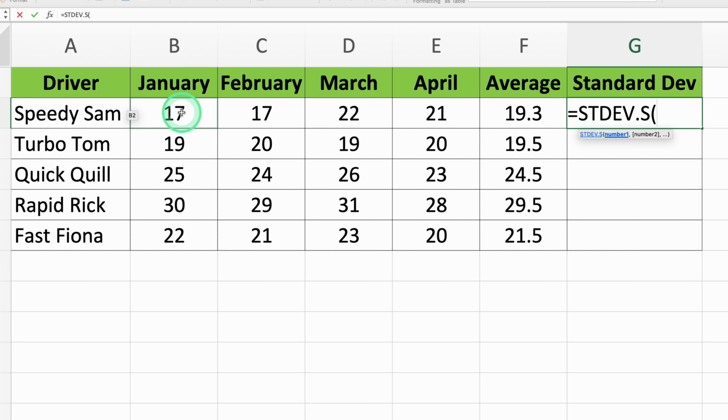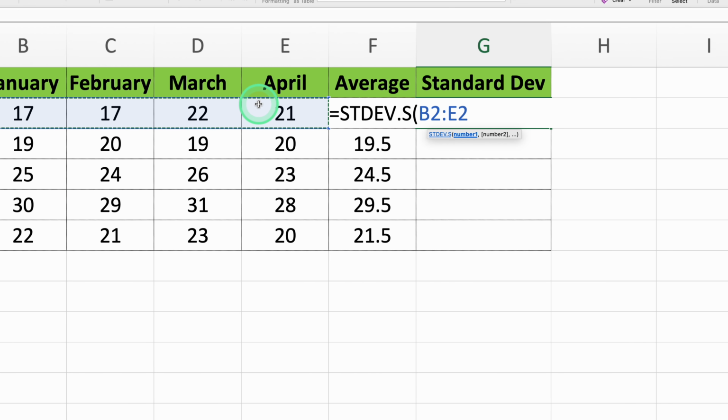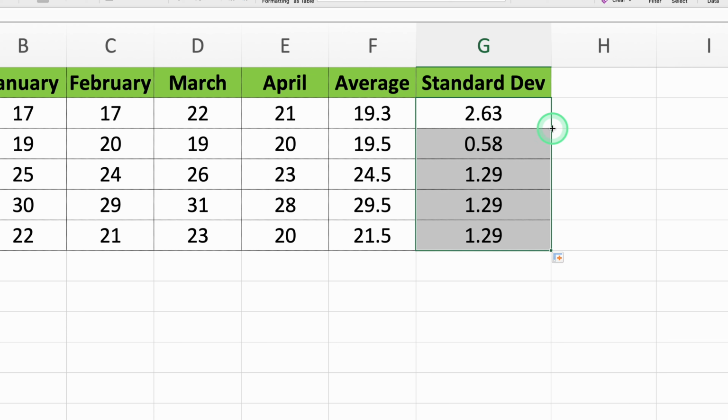For example, for Speedy Sam, we select the cells from January to April, which are B2 to E2. After typing the formula and selecting the cells, we hit Enter. This gives us the standard deviation for Speedy Sam's delivery times. Then, just drag the formula down to calculate the standard deviations for the other drivers.